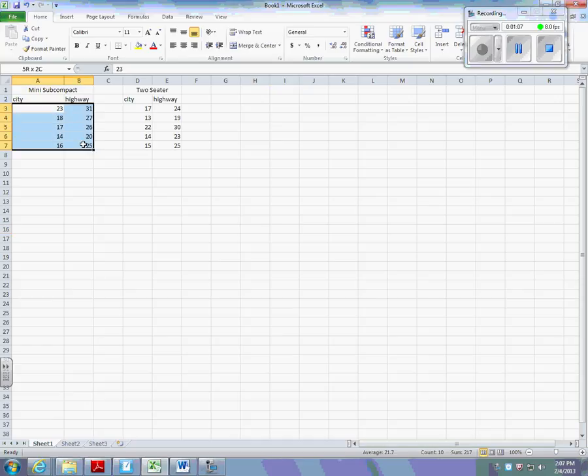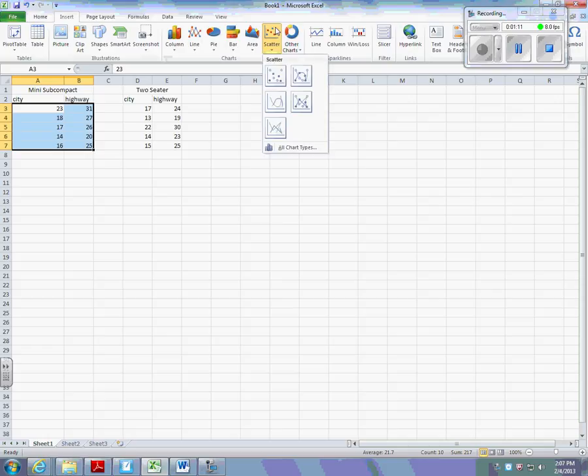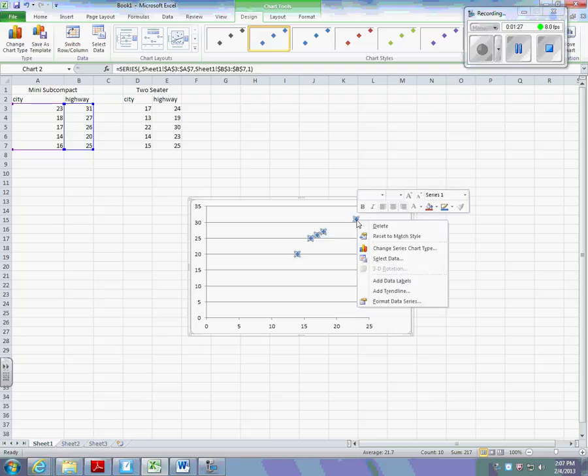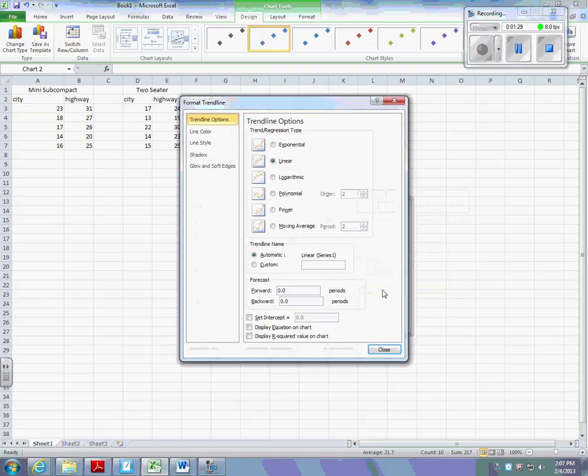So we can highlight these, insert scatter plot, and then choose this one, and they'll come up like this. So this is the mini subcompact. We want to get that labeled so we know that the blue dots are this. So right click on one of the points. We're going to add a trend line.